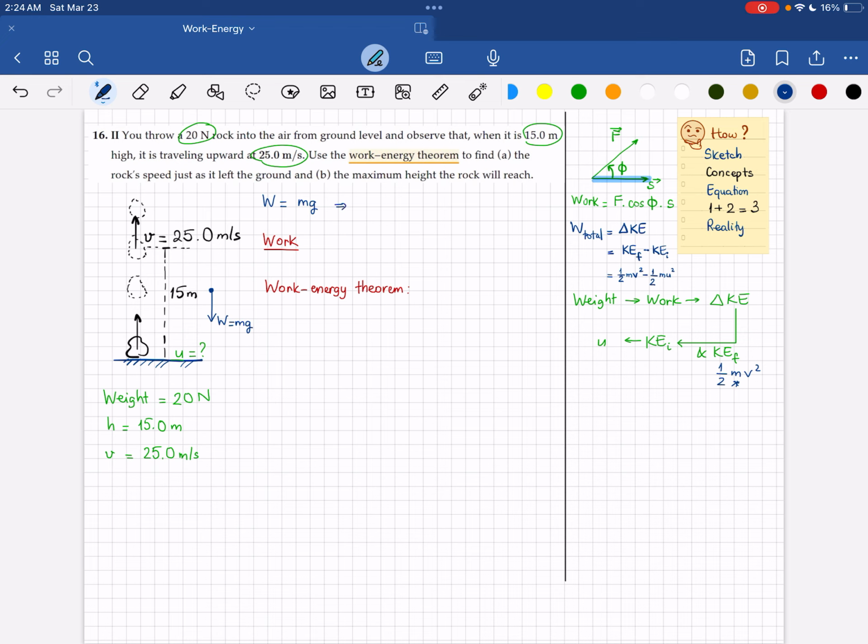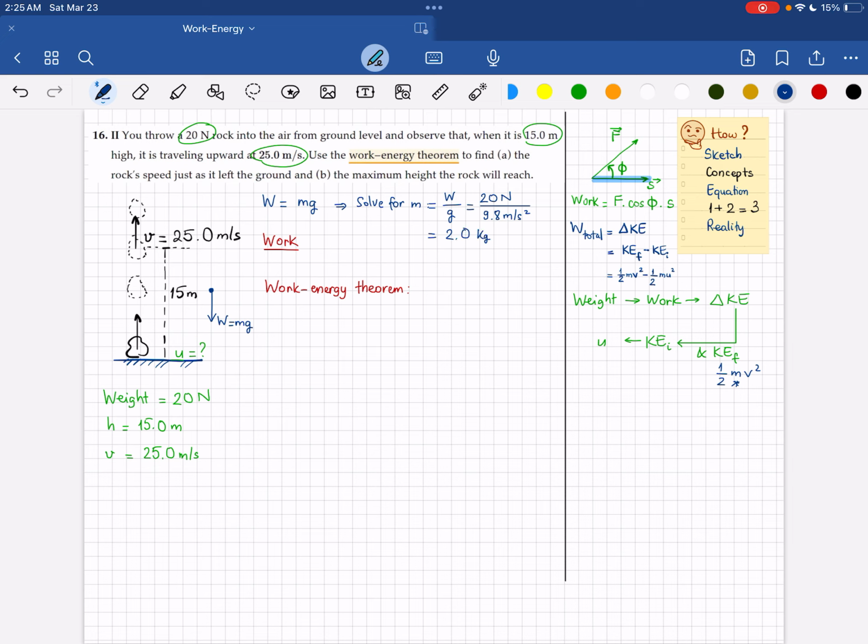So if we solve for m, that m will equal the weight divided by g, which is equal to 20 Newton divided by 9.8 meter per second squared. And how much is that one? Okay, let me use a calculator here. So I got about 2 kilograms. I will just take two significant figures, so I will just get 2 kilograms here.